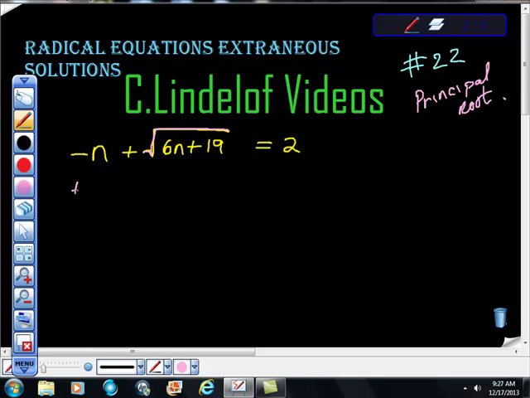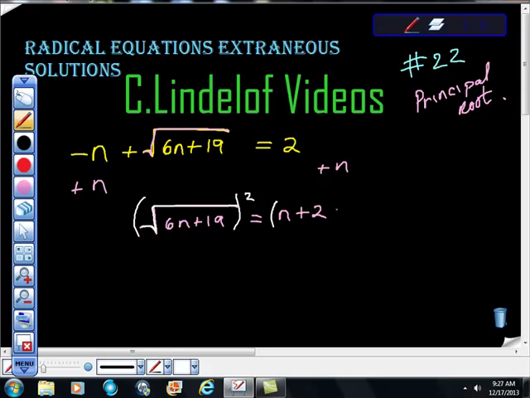To do that, I'm going to add positive n to both sides, and then we'll get the square root of 6n plus 19 is equal to 2 plus n, or n plus 2. It really does not matter. Now that we have the radical isolated, we want to start getting rid of this radical. To get rid of the square root, you square it. And remember, if you square one side, you have to square the other. When you square a square root, that root is canceled, and you are left with 6n plus 19. So the radical's gone. That's good news.